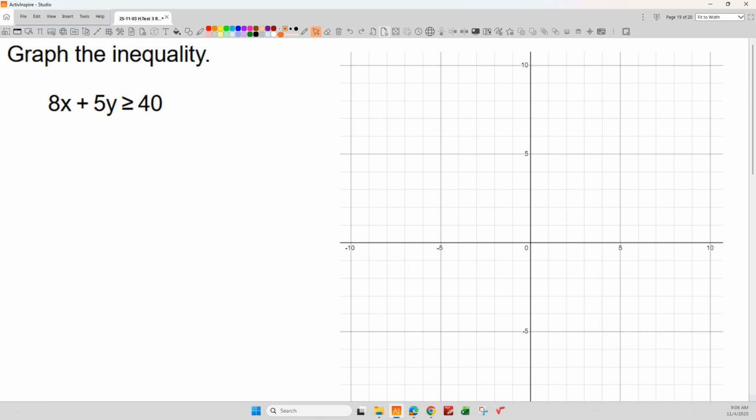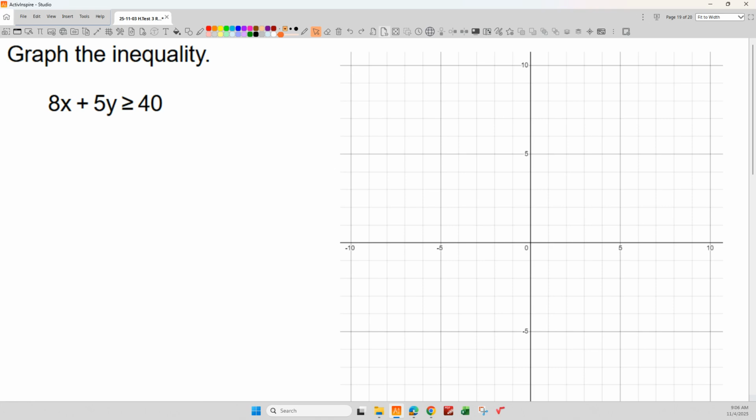Okay, what if I want to graph an inequality? How am I going to do that? Because you don't have access to Desmos graphing. So how do I graph a linear inequality in 2 variables? What are the 2 parts of this I need to find?